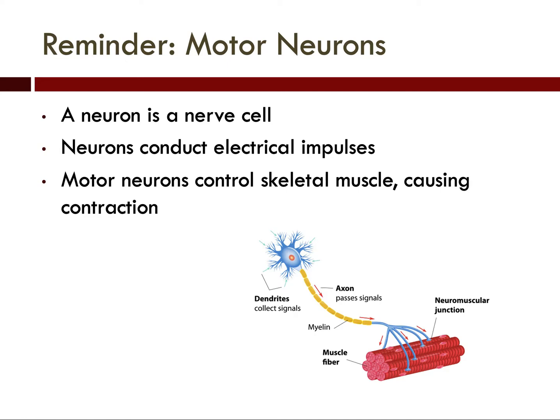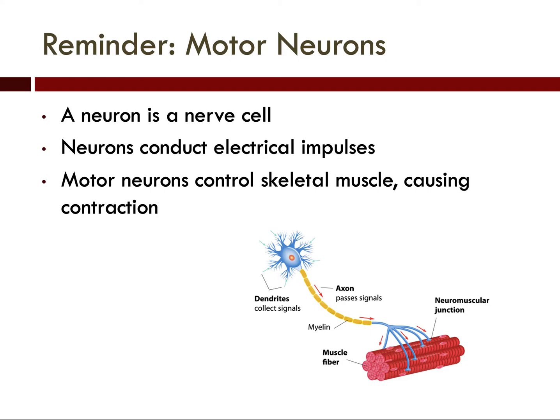Motor neurons, or efferent neurons, are going to conduct electrical impulses away from the central nervous system, and in this case, they're going to control skeletal muscles. Again, motor neurons control other things as well, such as glands or smooth muscle, but in the neuromuscular junction, we're going to be talking about skeletal muscle. And so when the impulse reaches the muscle, it will cause contraction.